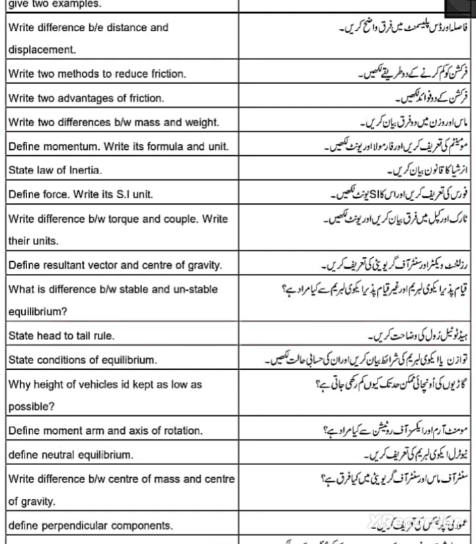State head to tail rule. State conditions of equilibrium. Why the height of vehicles is kept as low as possible? And next question is define moment arm and axis of rotation. Define neutral equilibrium. Write the difference between the center of mass and the center of gravity.